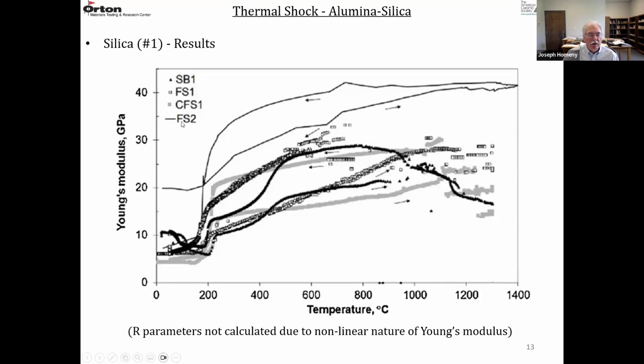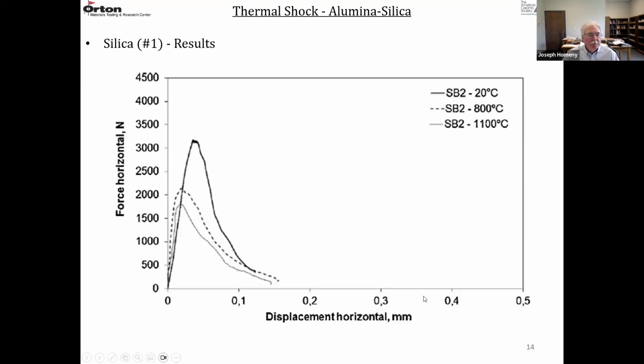And then the last one here, the solid line, the fused silica 2, it starts out with a little bit of increase due to the phase transitions, but it crystallizes quite a bit. And upon cool down, you see this bigger change because of the higher crystalline content. So because of this wide range in Young's modulus, it goes from 10 to 40 GPa. And by the way, this one is much higher because it has the lowest porosity. And they elected not to calculate our parameters because this is very much nonlinear.